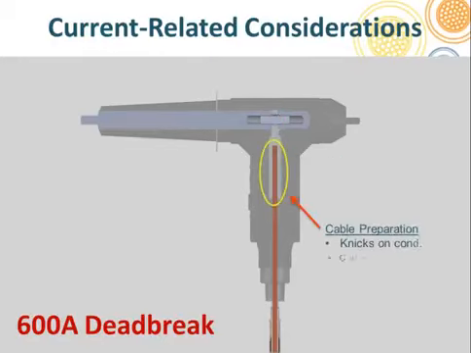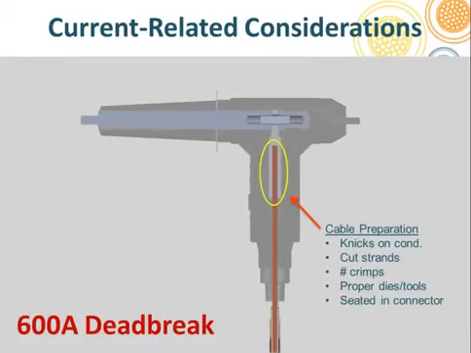Areas that we have to be concerned about, cable preparation again. Exactly the same issues that we looked at on the 200 amp line. Obviously, a nick on a 61 strand conductor isn't as critical, but we want to make sure we don't do that.